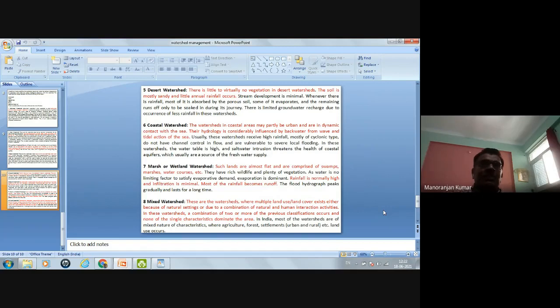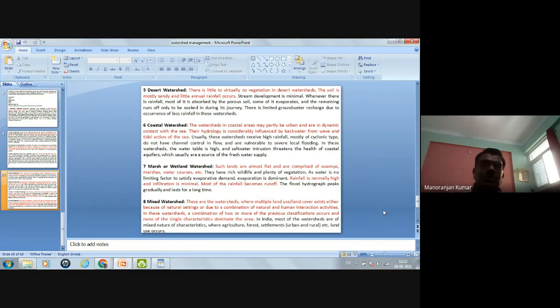So, what is the marshy or wetland watershed? In this type of watershed, the land is almost flat, and this land is comprised of swamps, marsh, water courses, etc. Okay. So, in the marshy watershed, there will be rich wildlife and there will be plenty of vegetation.